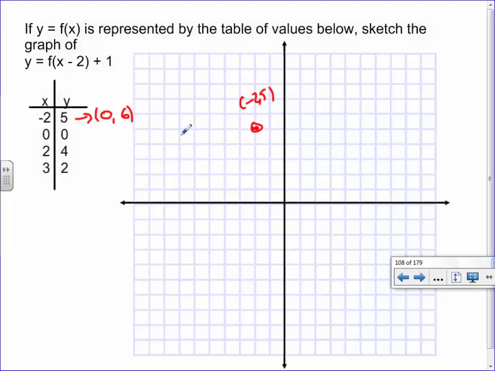Let's try another one. I'm not even going to plot 0, 0. Let's see if we can do it without plotting it. 0, 0 needs to go over 2, up 1. So the over 2 would take the x number and make it go from 0 to 2. The up 1 would make the number go from 0 to 1.